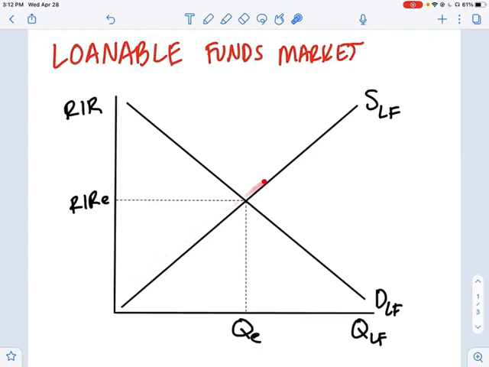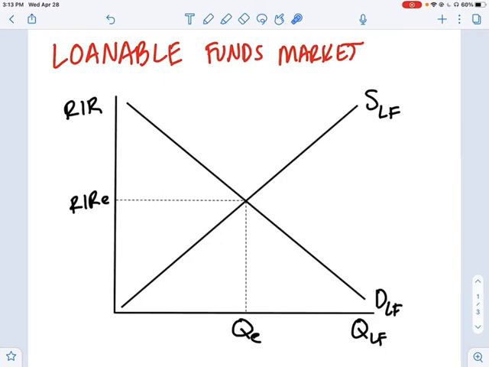We're going to label the supply line the supply of loanable funds. The demand line is the demand of loanable funds. Then where they intersect, we have the equilibrium real interest rates. And then we have the equilibrium quantity of money that is available for loaning.